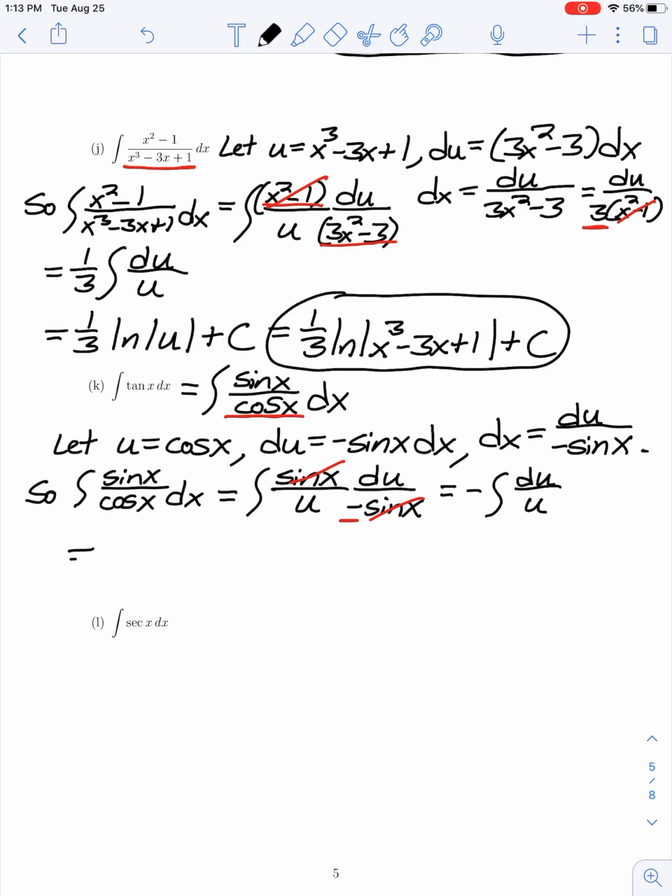Now we know how to handle this antiderivative. We have a constant of -1 out in front. The integral of 1 over u is the natural log of absolute value u plus c.